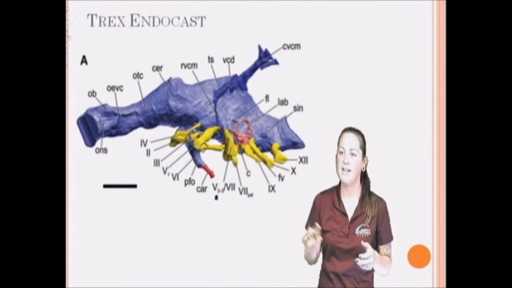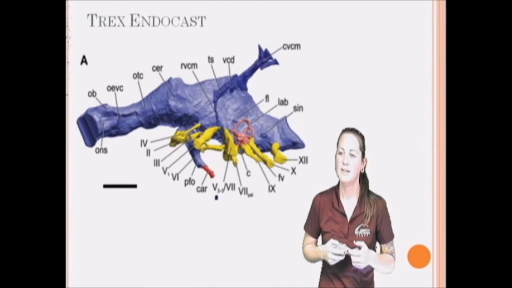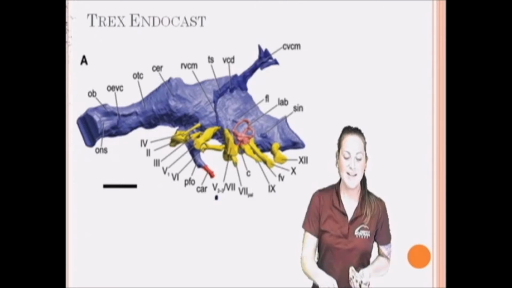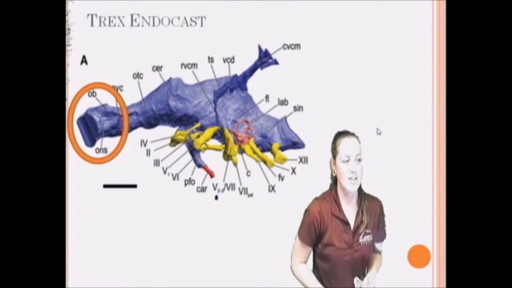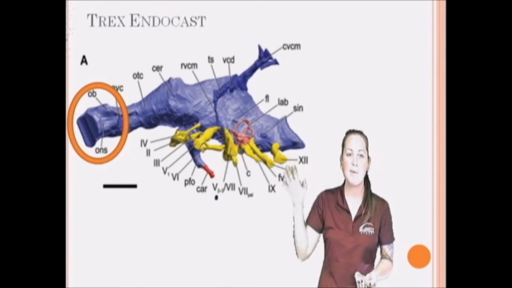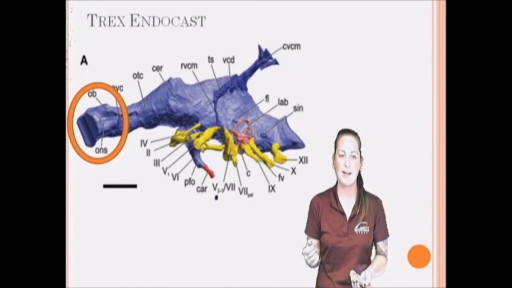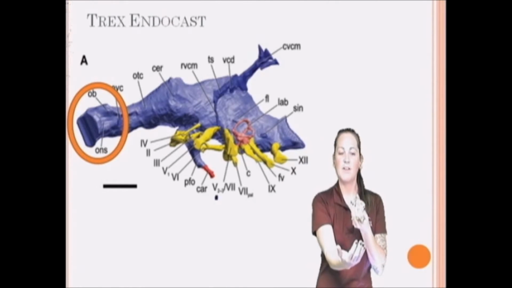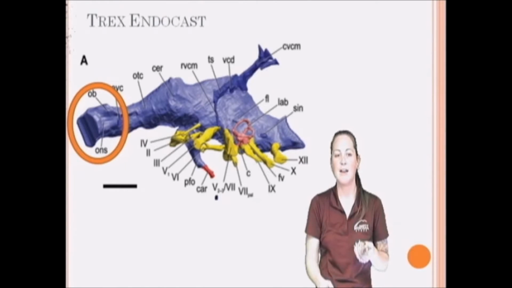Yeah, go ahead, you can. OB, ONS, that part of the brain area. Yep, very good. So OB actually stands for olfactory bulb. So that's where the smelling region is for T-Rex, which makes sense. It's the closest to the nose region.